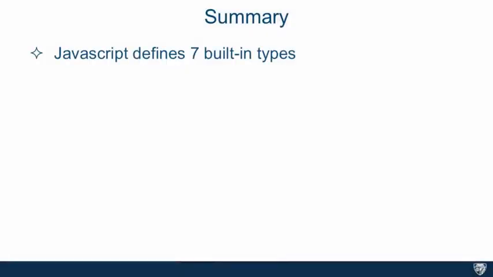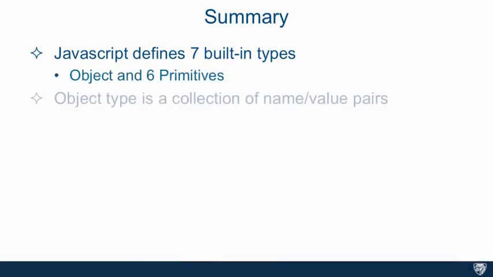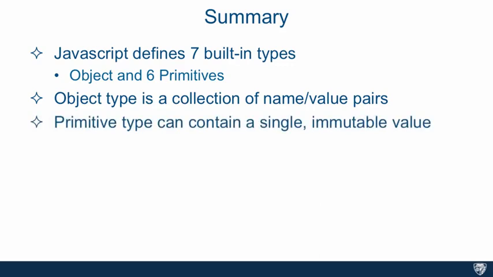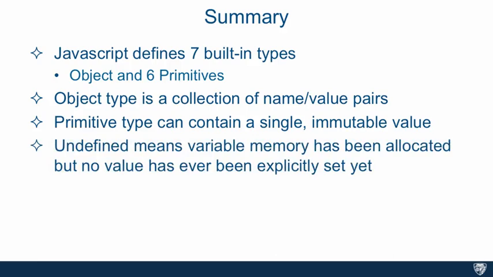So to summarize, JavaScript defines 7 built-in types: 1 object and 6 primitives. Now, the object type is a collection of name-value pairs. It is nothing more than that in JavaScript. A primitive type can only contain a single immutable value, and remember that immutable means that once you set it, it cannot be changed. You could create new values based on this value, but you cannot change the original value anymore. Now, there's a particularly interesting type among the primitives called undefined. And undefined means variable memory has been allocated, but no value has ever been explicitly set yet.